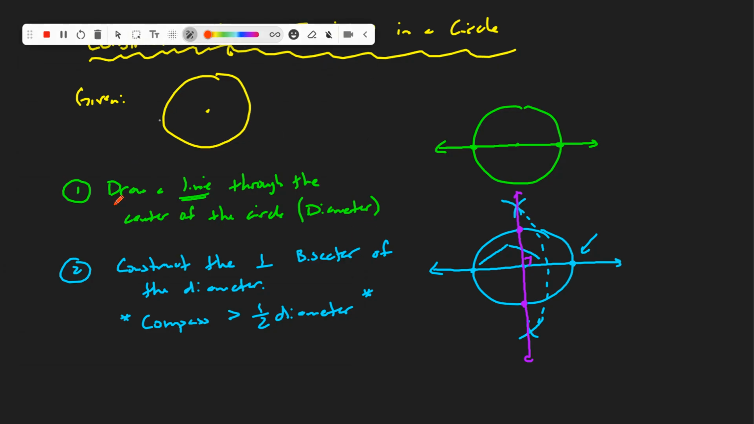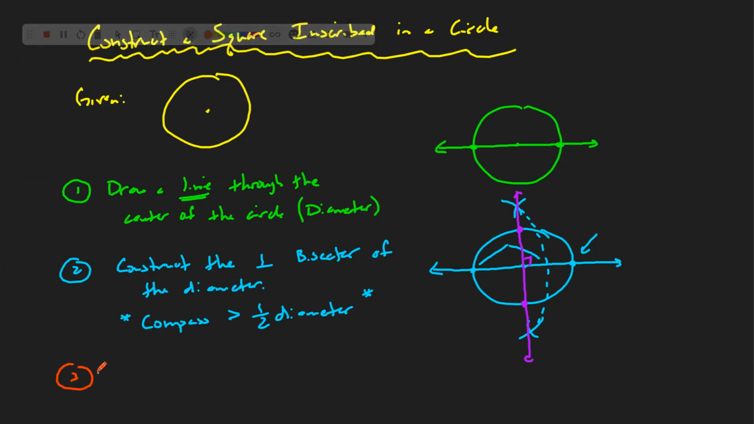Okay, so then the final step, step 3, you are going to connect the endpoints of the, and I did not explain this right, but when you drew this purple perpendicular bisector, you created a second diameter. So we're going to connect the endpoints of the two diameters. That will then make the square.